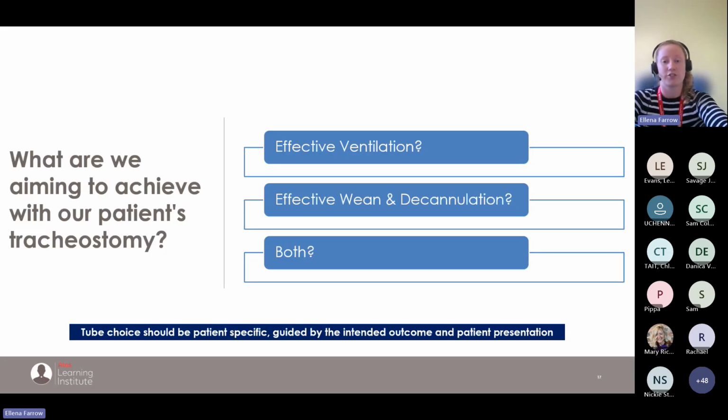So if we're looking to choose an appropriate tracheostomy tube, we need to consider what we want to achieve with our patients or what our desired outcome is. For instance, you might want to be able to provide effective ventilation, be that mechanical ventilation or an adequate airway for somebody that's self-ventilating. We might want a tube that's going to provide us with the best potential for an effective wean and progression to decannulation. Or our outcome might be a bit of both of these. So you might want somebody that you can effectively ventilate whilst allowing commencement and progression of weaning.